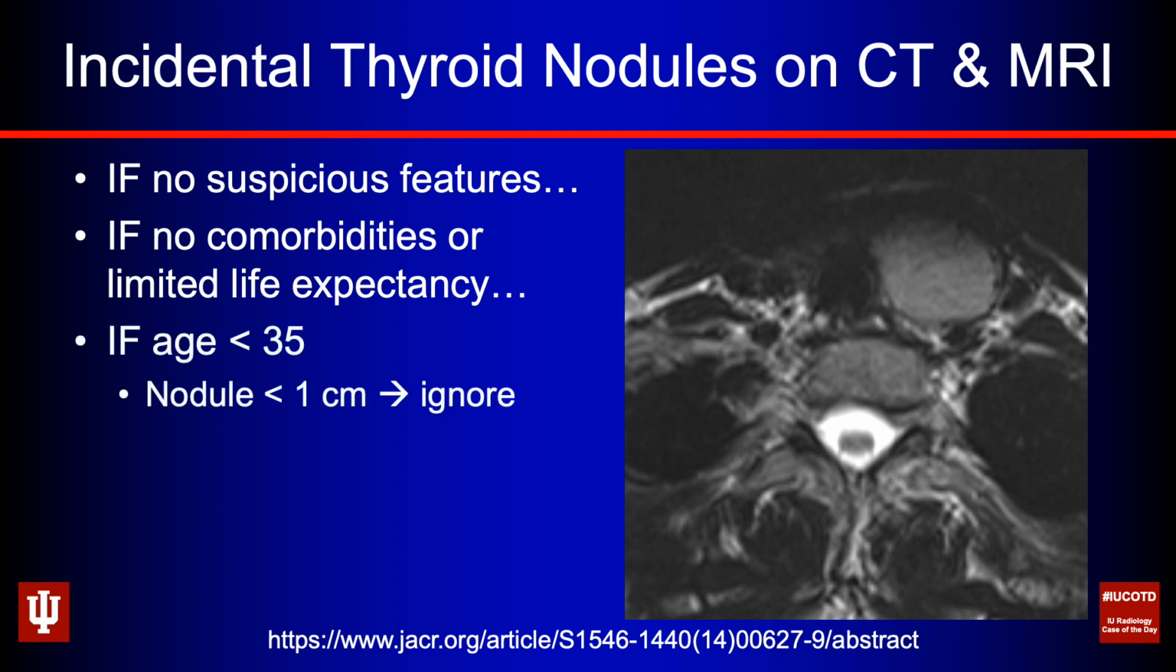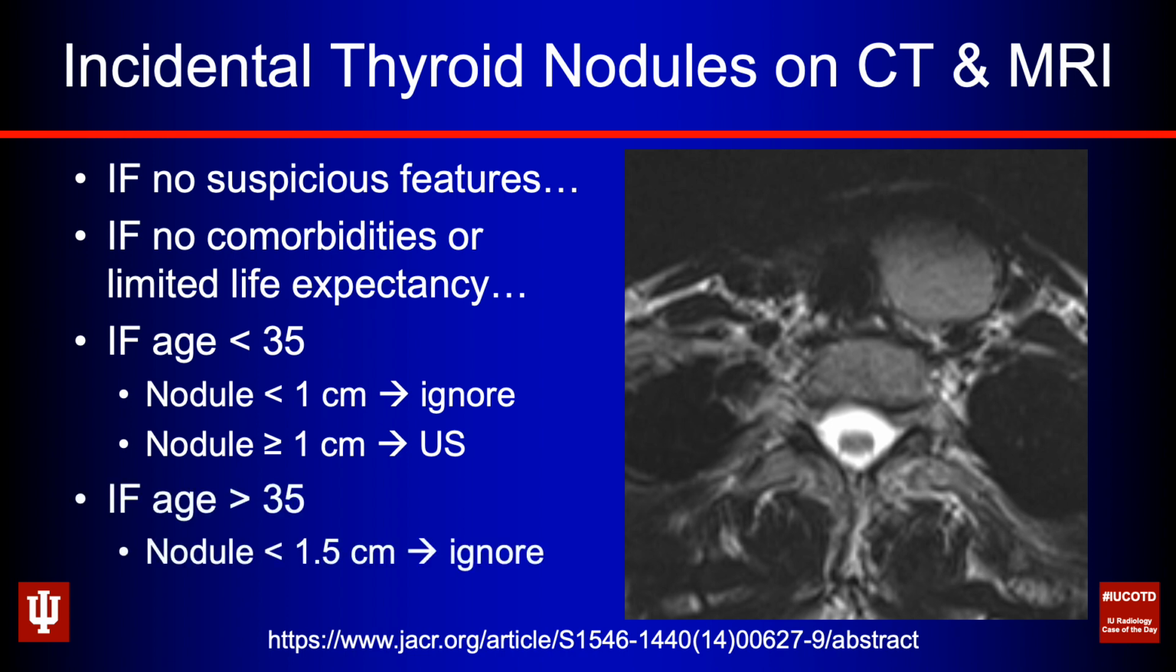So if the patient is under the age of 35, and if the nodule is less than a centimeter in size, we can ignore it. If they're under the age of 35 and it's a centimeter or greater in size, they need an ultrasound. And that's simply because differentiated thyroid carcinoma is a disease that disproportionately affects younger adults, people in that 20s and 30s age range. So we take those nodules much more seriously.